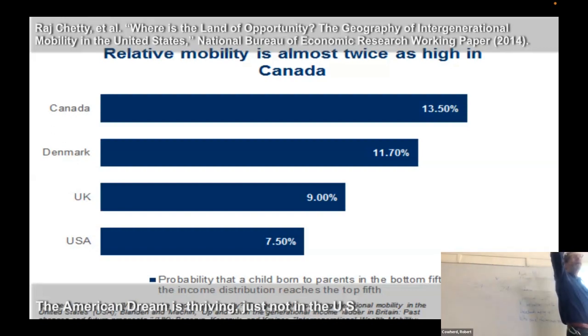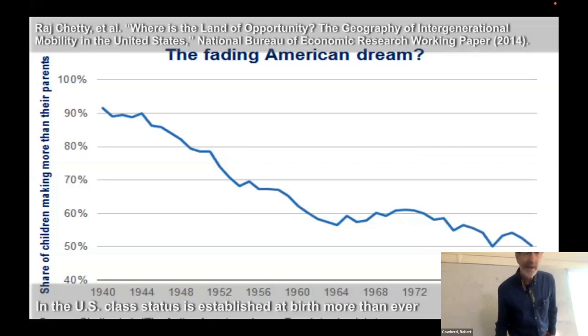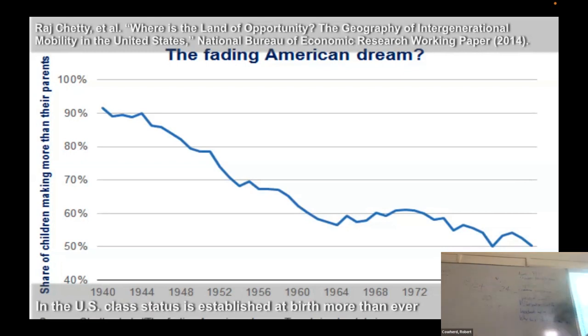And what are we going to need to do about it during your careers? It turns out there's recent research by two professors coming out of Harvard. One of them is Raj Chetty, and he recently published findings that show some places have much higher economic mobility than the United States. So it turns out the American dream is doing fine, just not in the United States. Other places are doing it better. This graph shows the share of children making more money than their parents. It keeps going down and down.